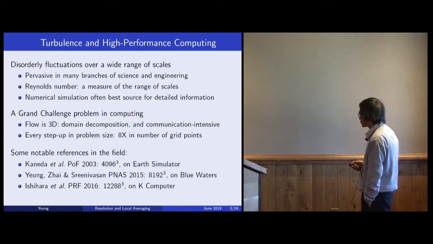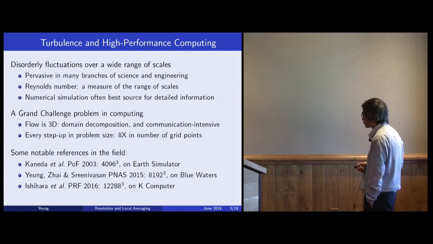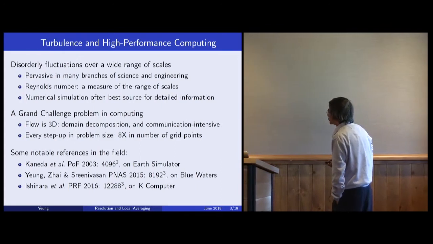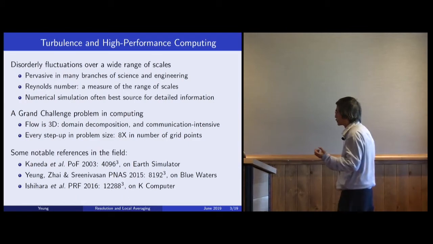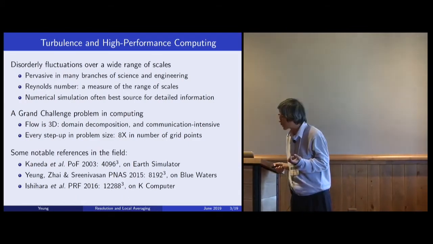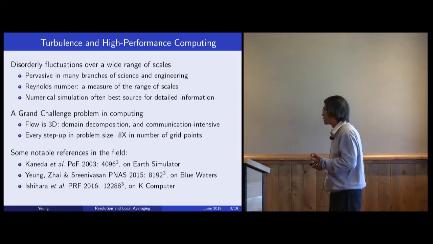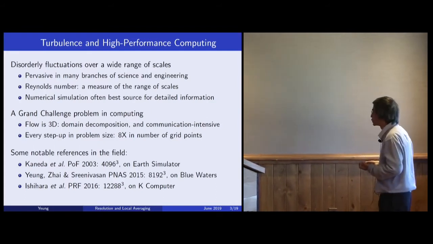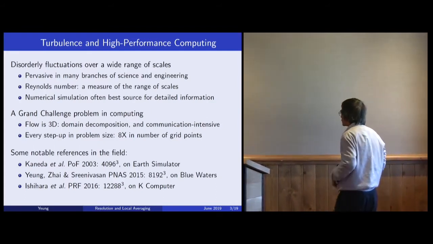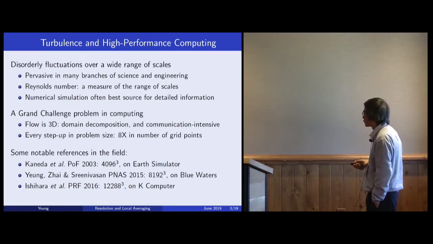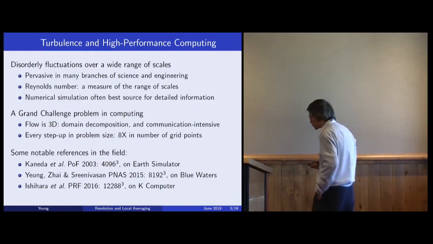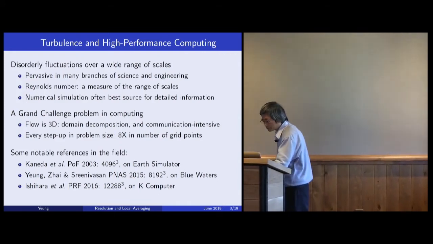So turbulence, I would argue, has always been a grand challenge problem in computing. The flow is three-dimensional, unsteady. We have to divide up the data. We have to deal with communication. Every step up in the problem size: whenever you want to halve the grid spacing in every direction, then you get an 8 times increase in the number of grid points. So that's why, as you'll see here, it takes a number of years for people to go up one step, 4096 cubed, 8192 cubed, and also something bigger right now.